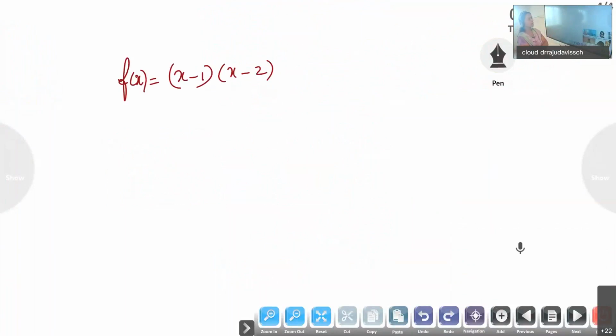x minus 1 into x minus 2. Is it possible to express? Just this one we can find it, isn't it? x minus 1 into x minus 2, the bracket distributivity multiplication of the class.